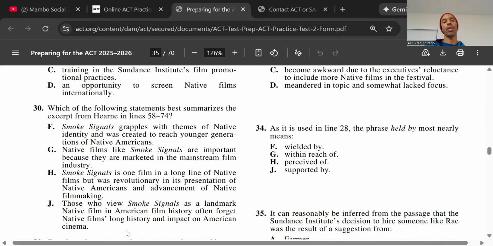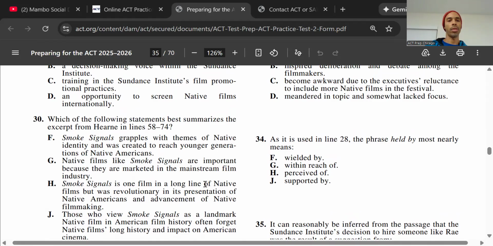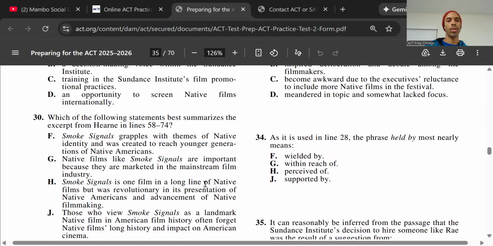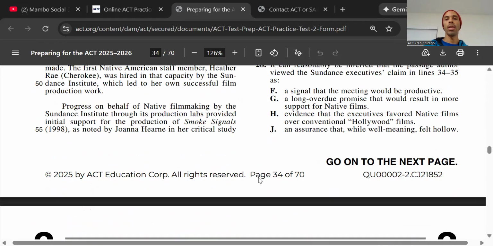No, because Native films did not have a chance to impact American cinema because the production value wasn't good, and therefore they weren't really in American cinema. That's what they were talking about. That's why the Sundance Film Festival went to help with the production, so Native films could be in American cinema, right? So definitely H. Smoke Signals is one film in a long line of Native films, but was revolutionary in its presentation of Native Americans and in the advancement of Native filmmaking. They had the production value. So it's definitely H. I remember reading that.